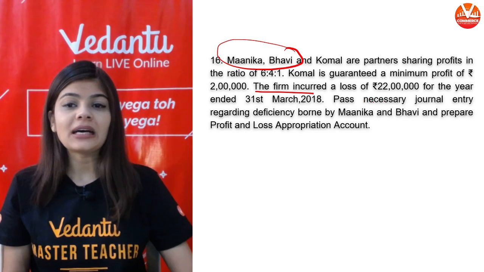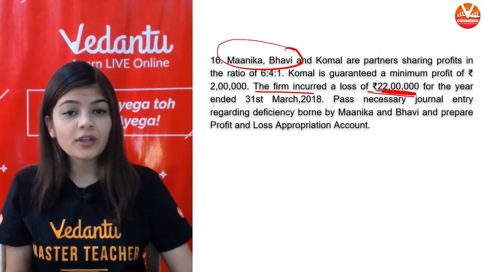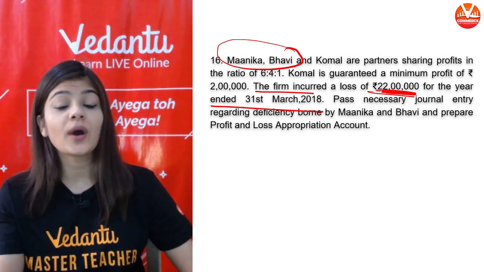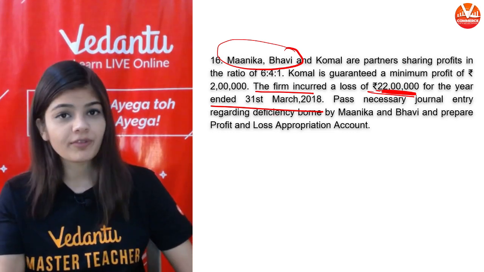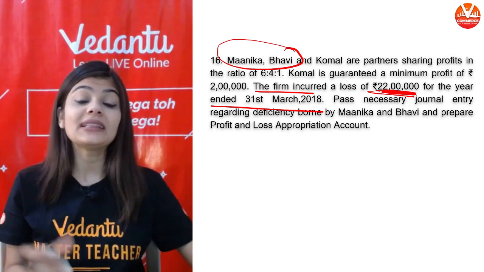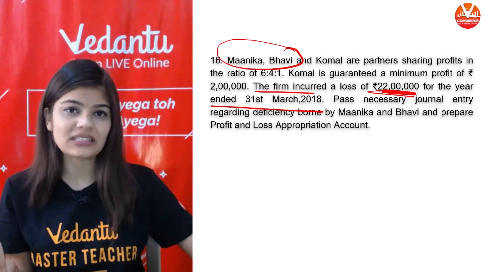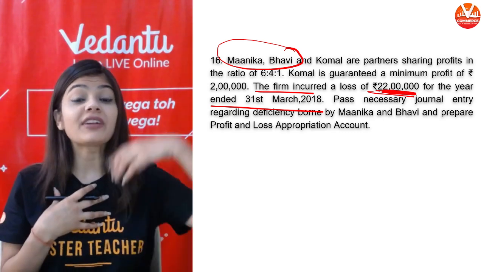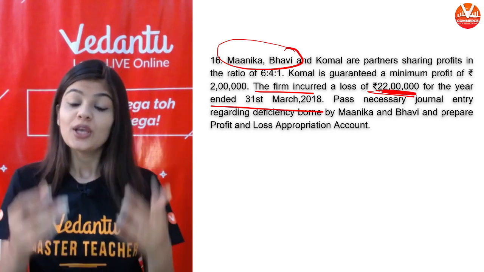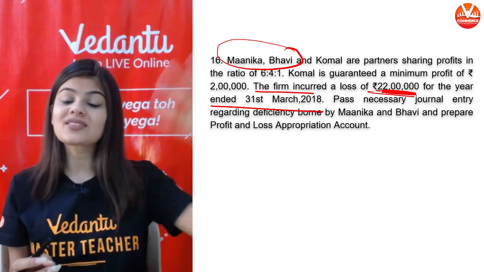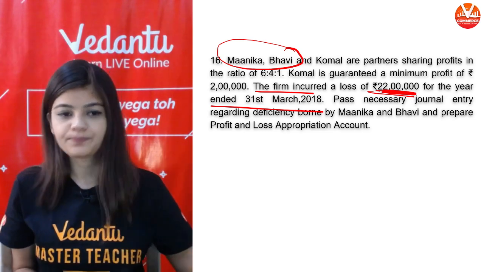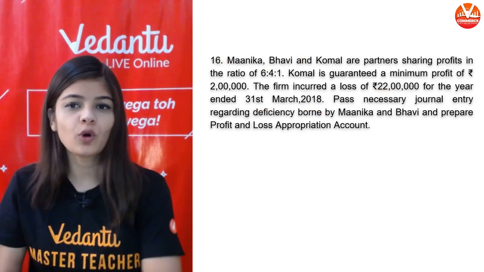Now the firm incurred a loss of 22 lakh for the year ended 31st March 2018. So what has happened here? There is a loss. There is no profit. So first you will distribute the loss and then you will see how much deficiency there is. Because we have guaranteed profit to Komal, but in actual there is a loss. So first we will distribute the loss and then we will bear that deficiency. So first we will distribute the loss.